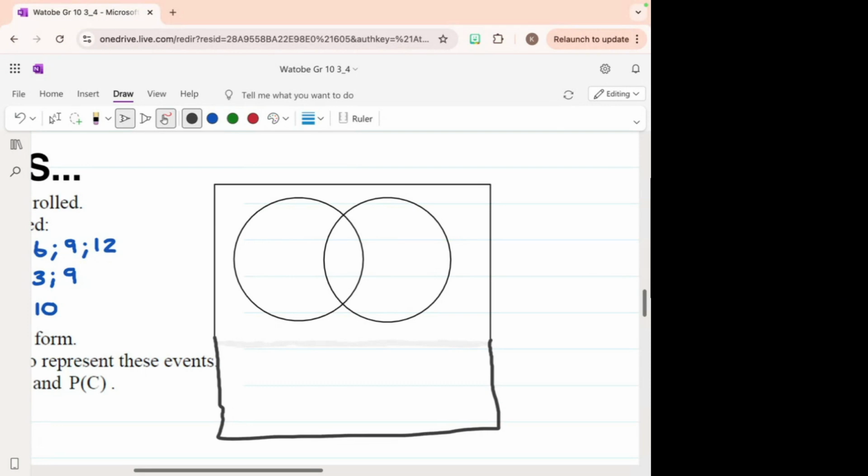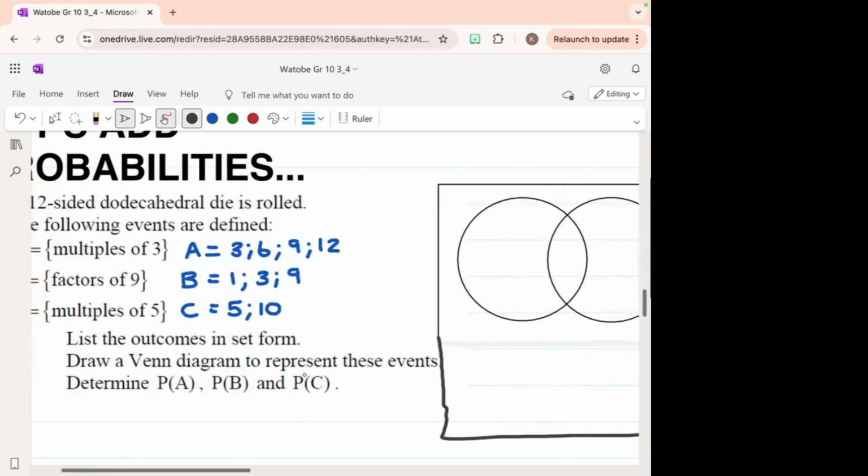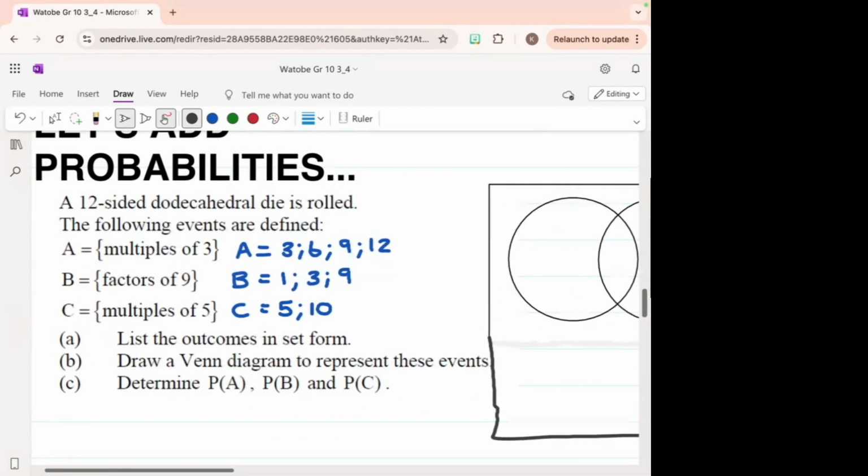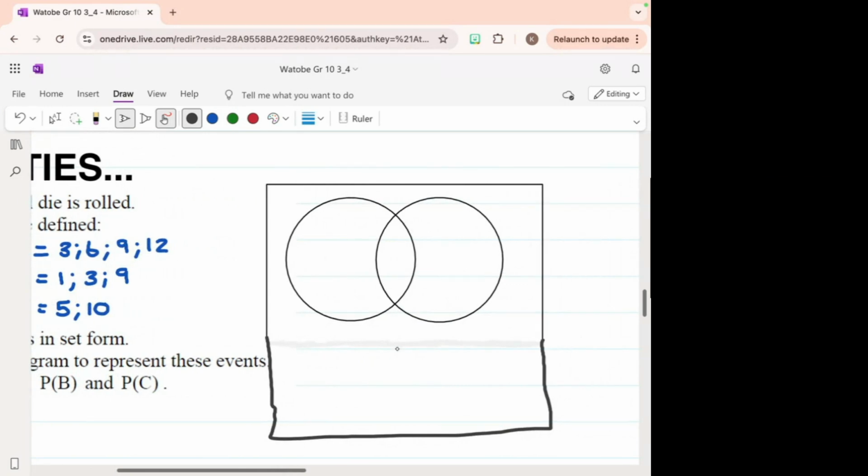All right. Now I'm going to have a look. First of all, how many events or how many sides do we have in total? We have 12, hey? So in total, there are 12 sides. So my total sample size equals 12.